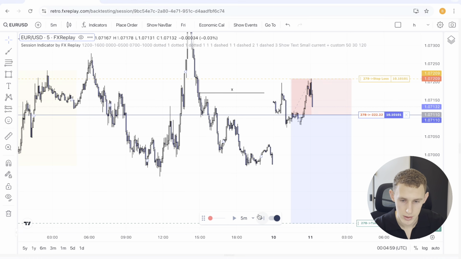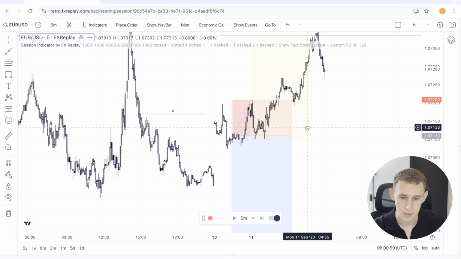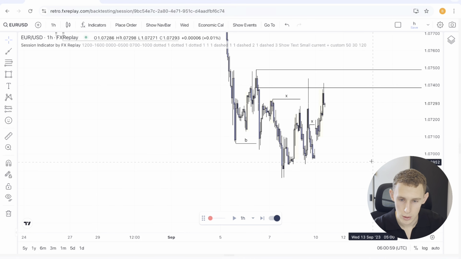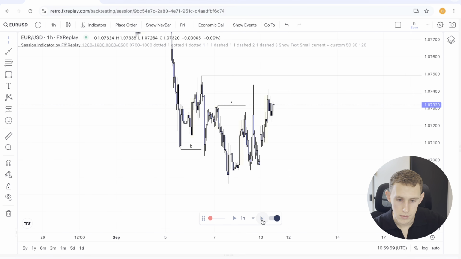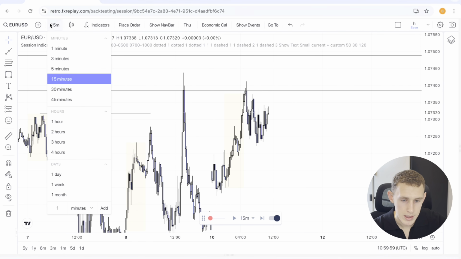Yeah, it looks like a loss on this one. Yeah, there we go. Cool, so we'll get out of that and look for another opportunity. Price has come back up, retested the supply zone. So maybe we can see some shorts from here.